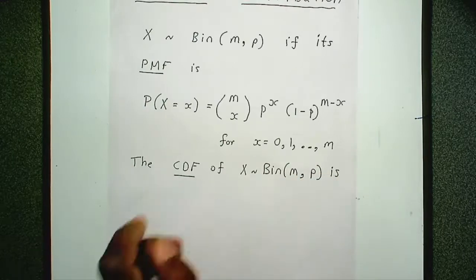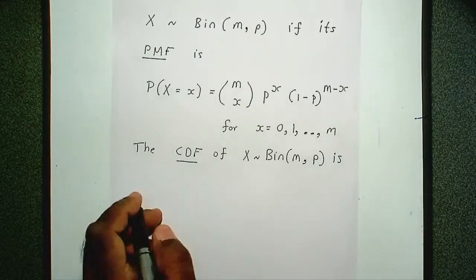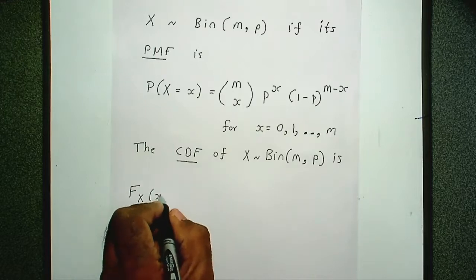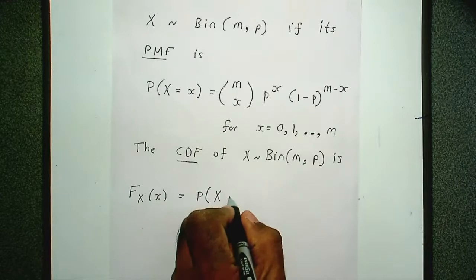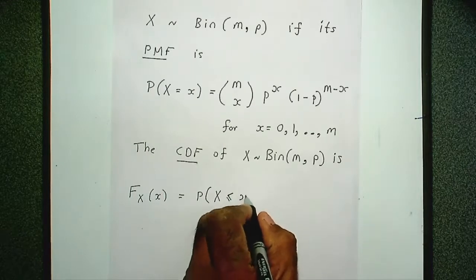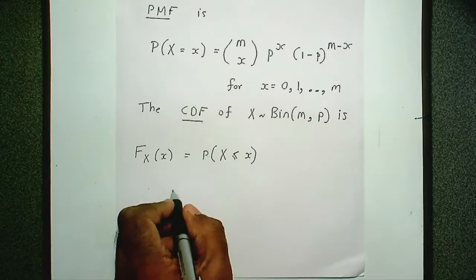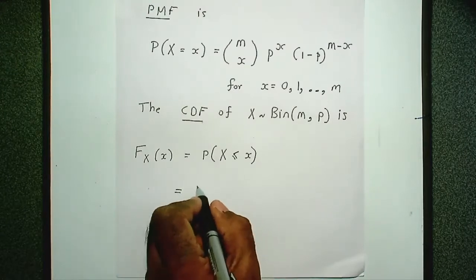The CDF, or the cumulative distribution function of a binomial variable, is denoted by this, and is defined as the probability that capital X is less than or equal to little x, and is equal to the following.